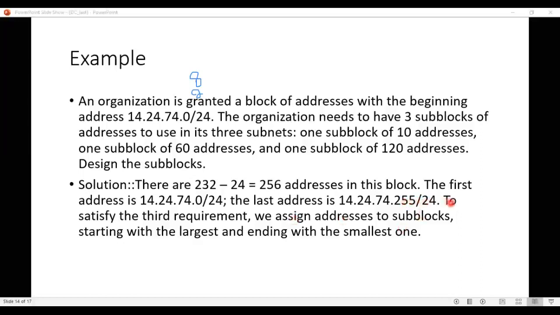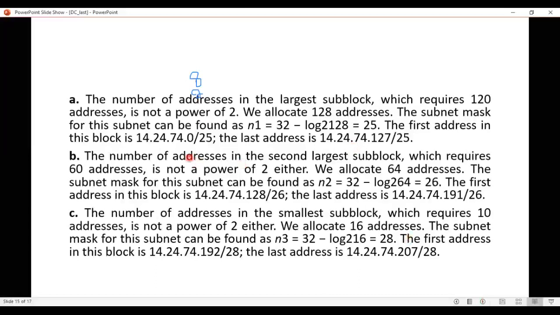Okay. Next, to satisfy the third requirement, we assign addresses to subblocks, starting with the largest and ending with the smallest one. We'll start with the first block, that is 120. We'll consider the number of addresses in the largest sub block, which requires 120 addresses.